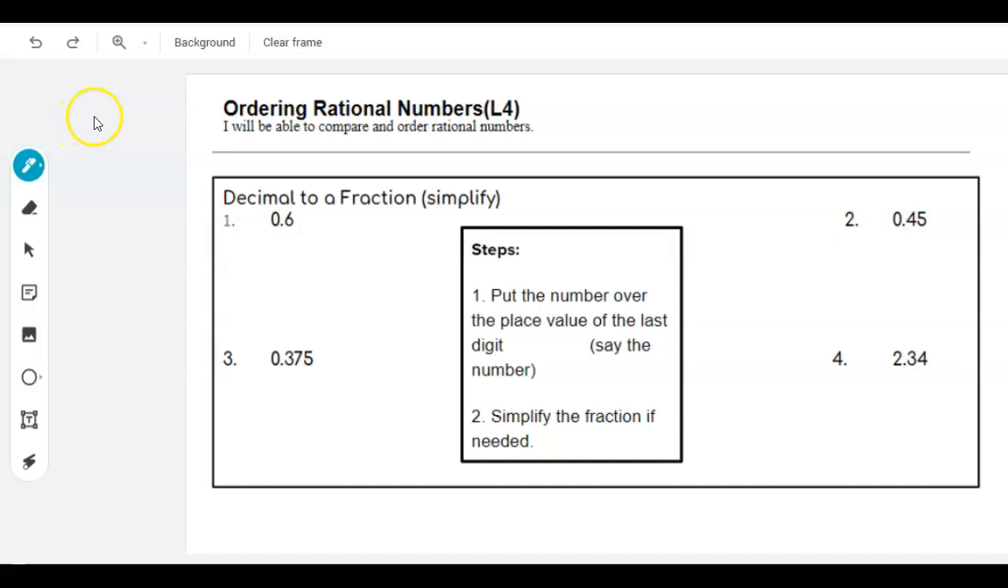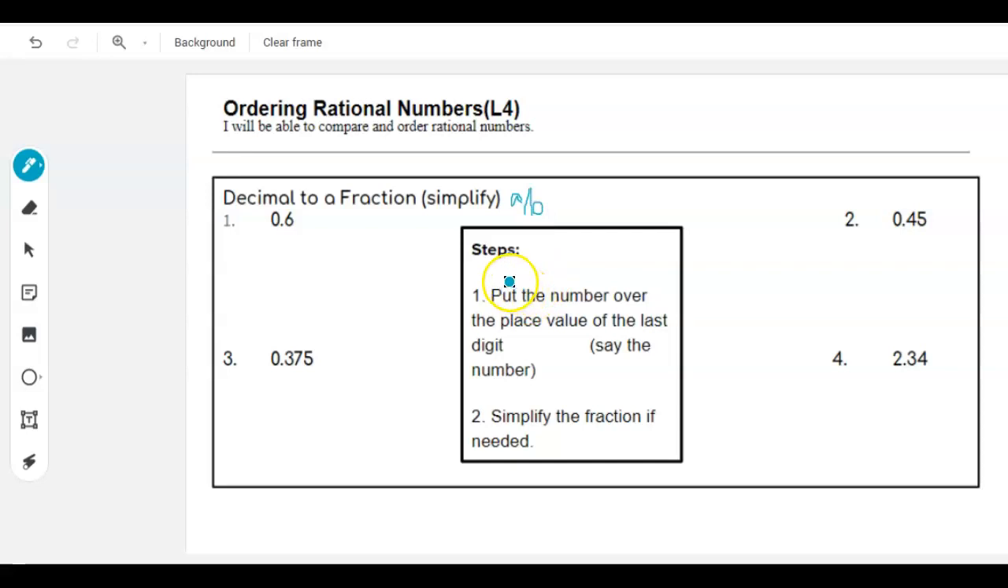Hello class, we're going to start on our last lesson for this module, ordering rational numbers. We'll be able to compare and order rational numbers. So that means we're going to have the fractions and the decimals at the same time, all right? So this first part, we're just converting decimals to fractions. This is just writing it as a over b. So we've practiced this already, all right?